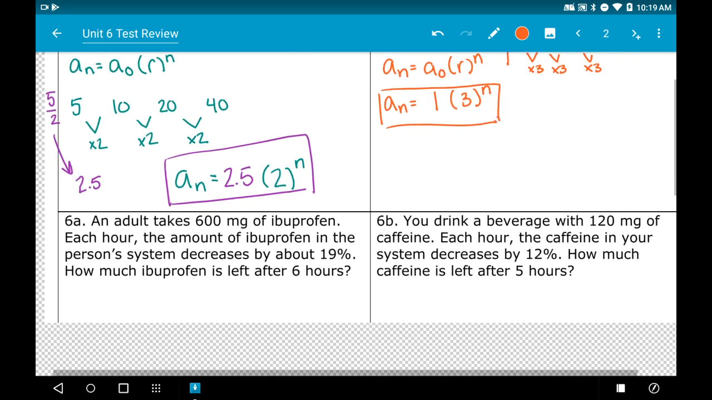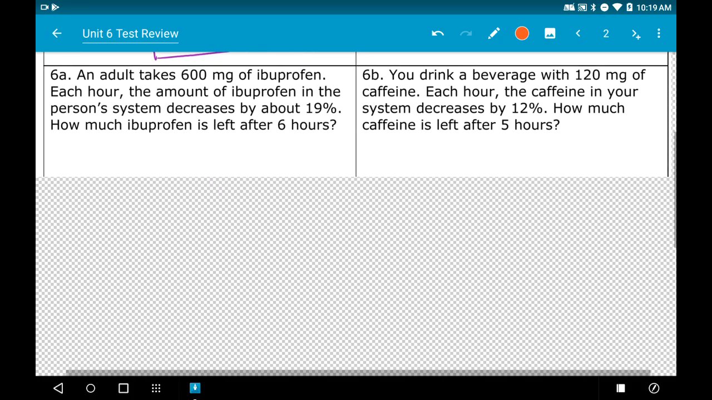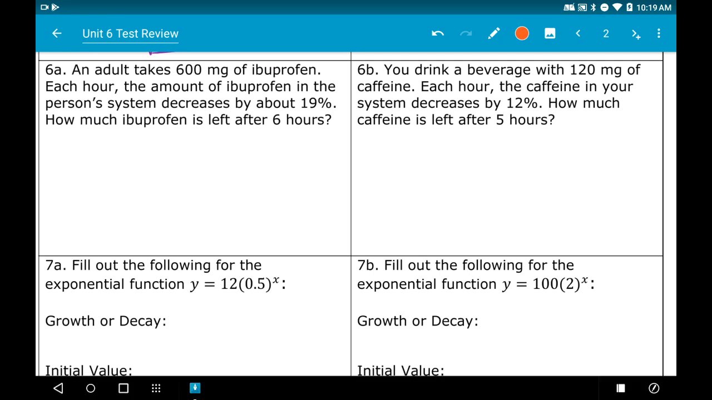Now 6a says an adult takes 600 milligrams of ibuprofen each hour. The amount of ibuprofen in the person's system decreases by 19%. How much is left after 6 hours? So what we need to do is figure out what our equation is going to be. And remember, it's going to be y equals a times b to the power of t.